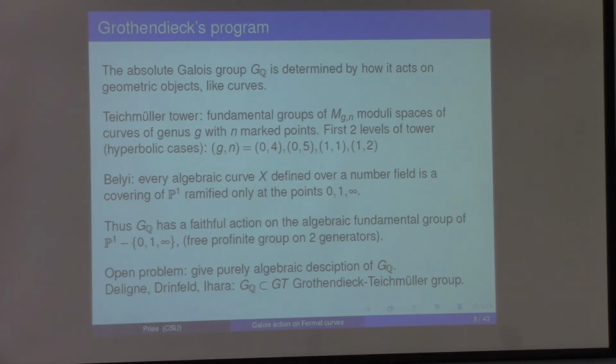So Deligne and Drinfeld and Ihara spent a lot of time on this, and they showed that the elements of GQ had to satisfy certain relationships, and based on that, they defined the Grothendieck-Teichmuller group, and it's still an open question whether these groups are the same or not. So that's a motivation about why it would be worthwhile to try to understand the action of the absolute Galois group of number fields on certain geometric objects.